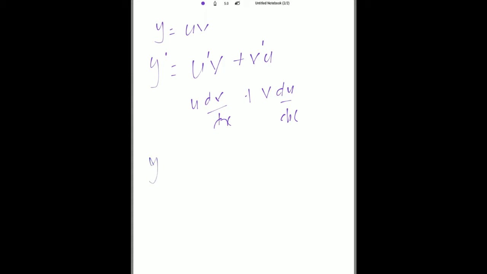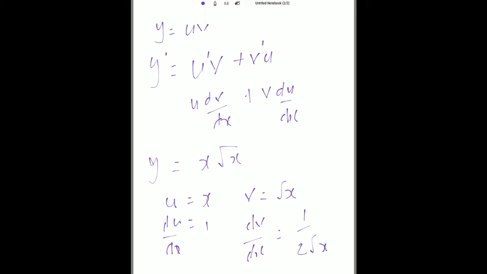So let's look at an example. We have y is equal to x times root x. So we have two functions here, x and root x. Let's say that u is equal to x and v is equal to root x. Du by dx is equal to what? 1. dv by dx is equal to what? 1 over 2 root x.